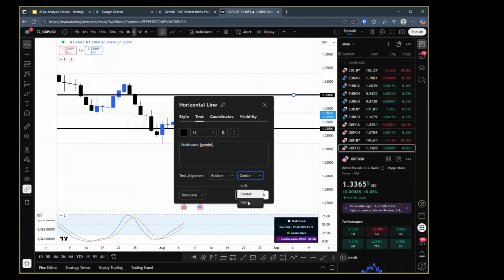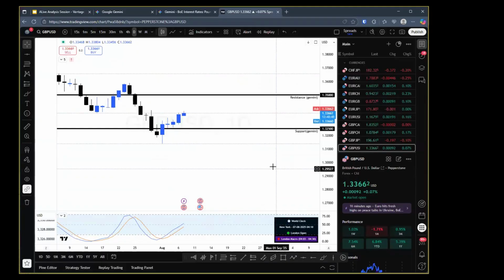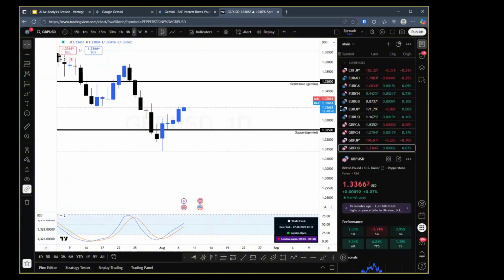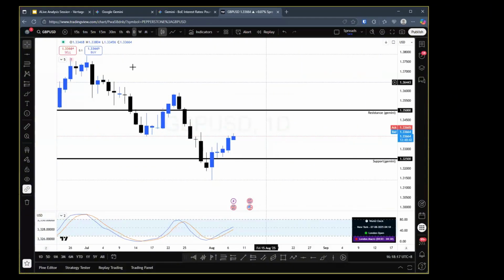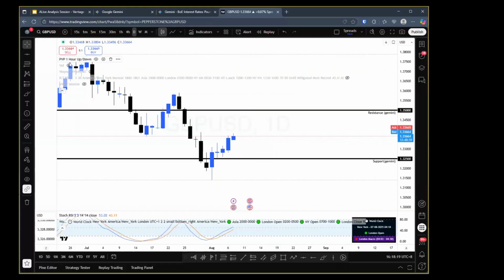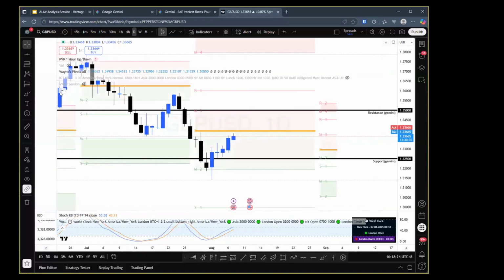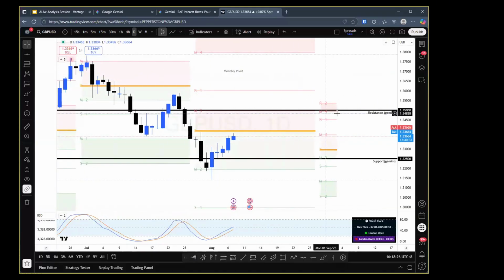Let's put it to the right-hand side. And then this one, right-hand side, this would be our support. Okay. So on the daily, this is AI generated. We are going to use a more traditional tool called the Wayne's pivot points, and look at where these lines coincide again.